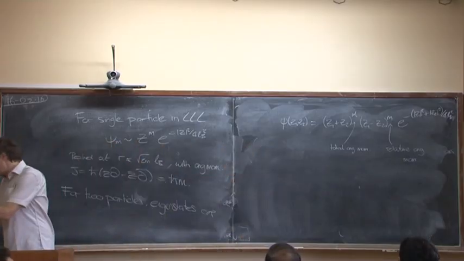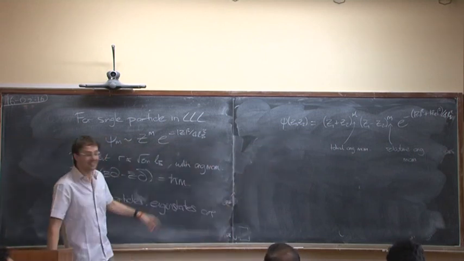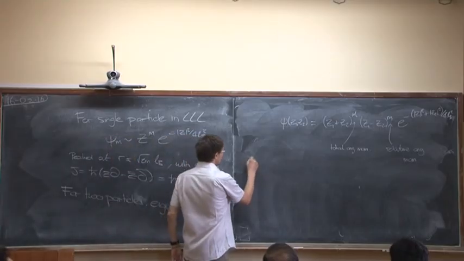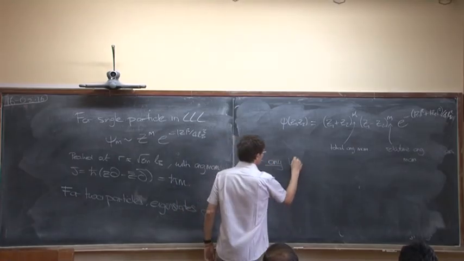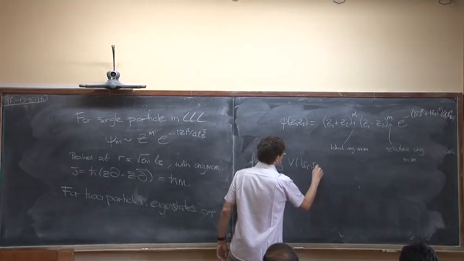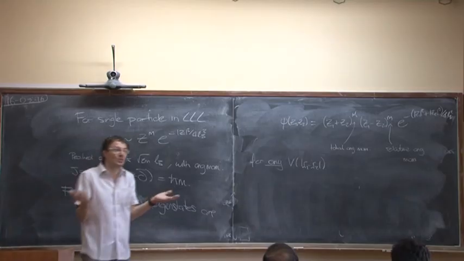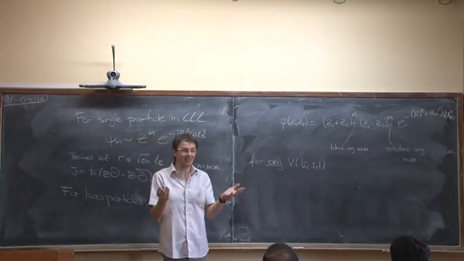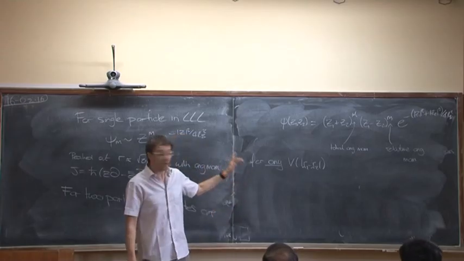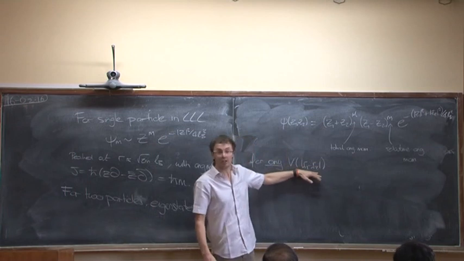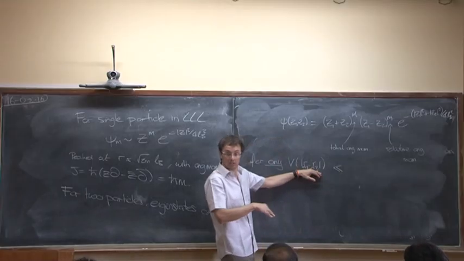Okay, so this is amazing because this is the eigenstate for any potential V of R1 minus R2. Now you wouldn't dream that this would be the case in the absence of a magnetic field. Right? The eigenstates of the harmonic oscillator are not the same as the eigenstates of the hydrogen atom. But if you're in a very large magnetic field, these are the eigenstates regardless of the potential, as long as you're restricted to the lowest Landau level.